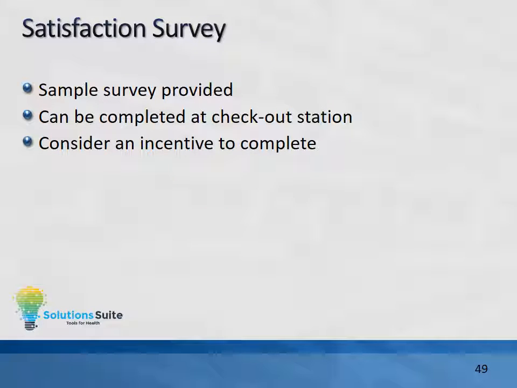The guide ends with a sample satisfaction survey that participants can complete and turn in at the checkout station. If a free gift or a goodie bag is provided at the checkout station, this can be exchanged as an incentive for completing the satisfaction survey, which can boost returns. We found participant feedback to be very helpful for planning future health fair events.